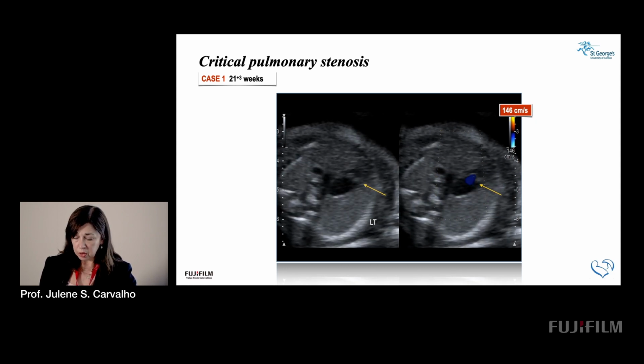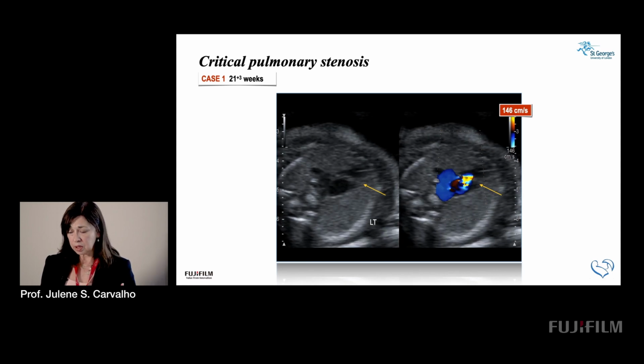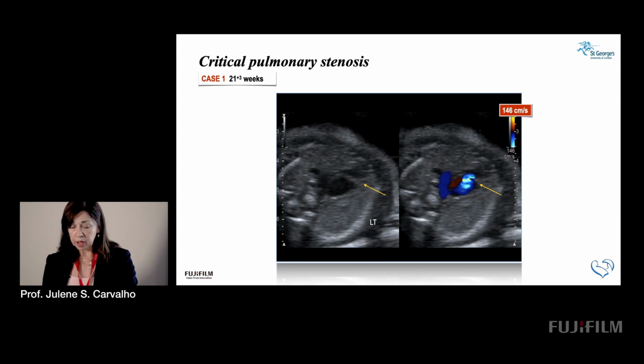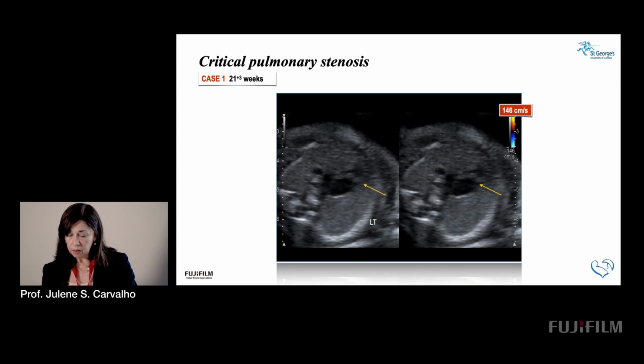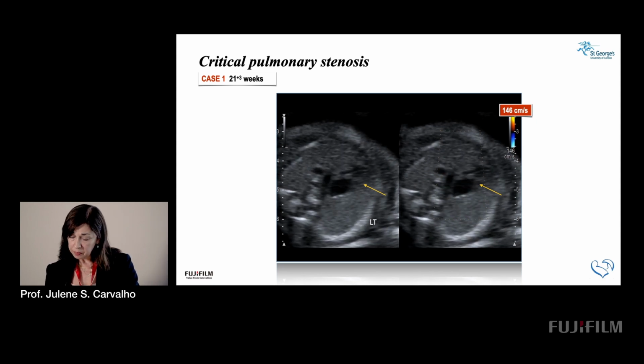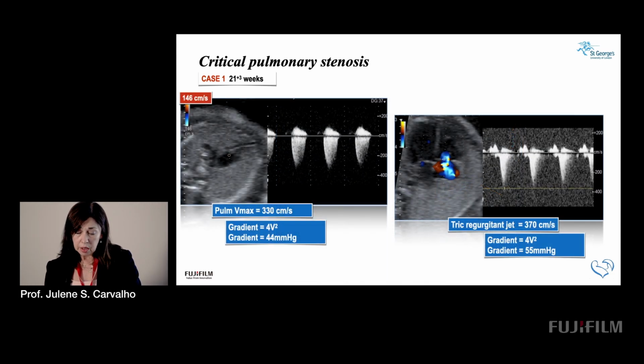You don't see it opening and closing, and the main pulmonary artery is dilated. So this is a case of critical pulmonary stenosis very early in the pregnancy. So very informative, but providing you use the correct scale. So in this case, we try to then measure the velocity because the color just tells us it is higher than 146. And in this case, I've used a continuous wave.